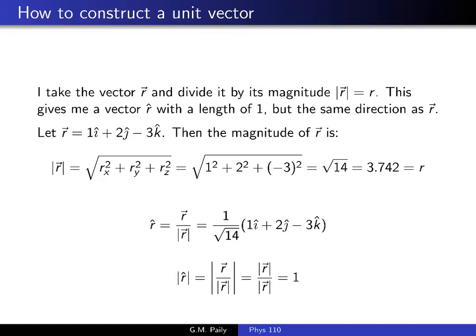Remember that we find the length by using the Pythagorean theorem. So, for example, i hat plus k hat is not a unit vector. Why? Because if I find its magnitude using the Pythagorean theorem, the magnitude becomes the square root of 1 squared plus 0 squared plus 1 squared, which is the square root of 2, which is not 1. So, when determining whether something is a unit vector, find its magnitude using the Pythagorean theorem.